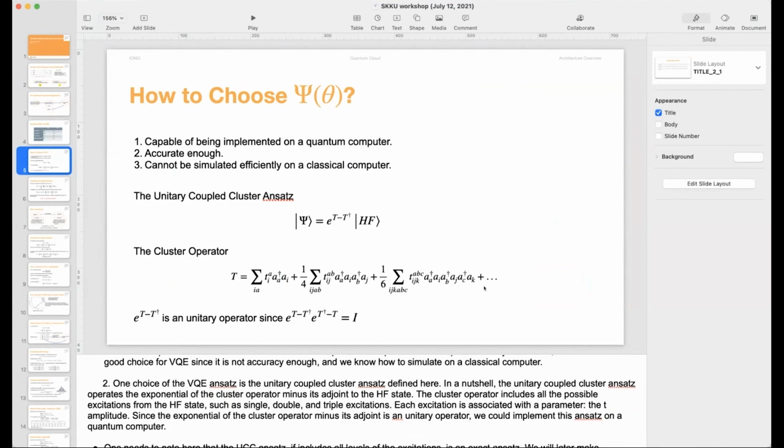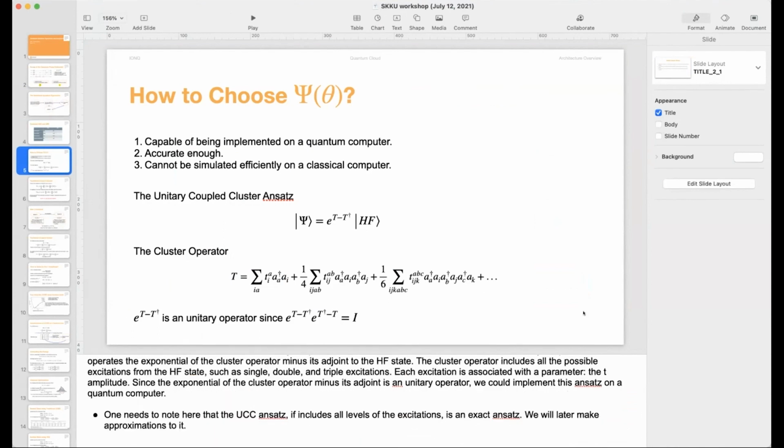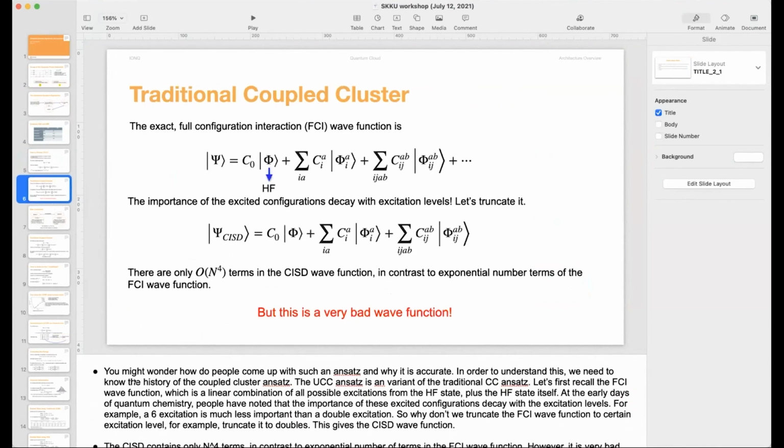Since the exponential of the cluster operator minus its adjoint is a unitary operator, we could implement this ansatz on a quantum computer. One needs to note here that the unitary coupled cluster ansatz defined in this way, since it includes all levels of excitations, is an exact ansatz. We will later make approximations to it. Okay, so you might wonder, how do people come up with such an ansatz and why is it accurate?